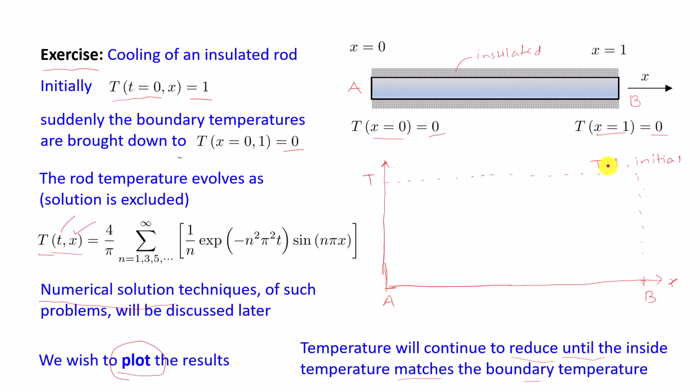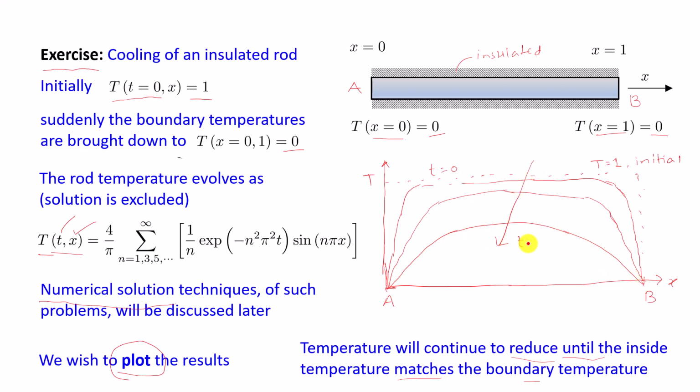So t equals 1 is initial, that is time t equal to 0. We have a straight line here, but then the temperature will begin to fall, which means that it will be like this after some time. Then it will be like this after some time. Then it will be like this. And thus, this is my time. And as the time progresses, the temperature will continue to drop. So this is a kind of plot we call temperature profile.